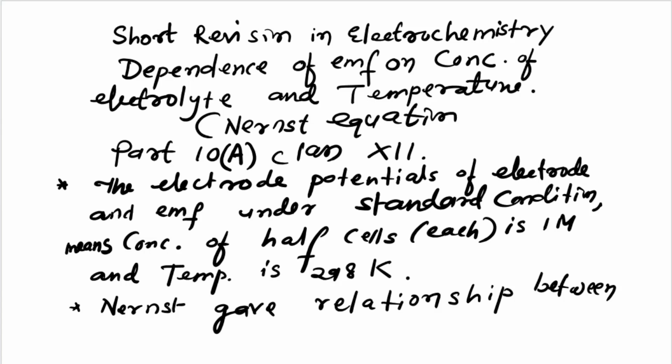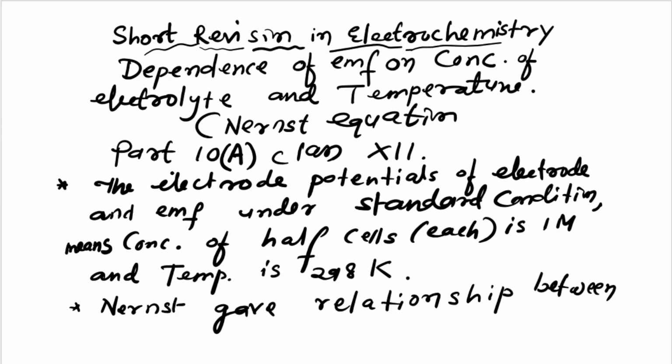Now I am going to explain the chapter electrochemistry, that is, a short revision in electrochemistry. And here the topic is dependence of EMF on concentration, that is, how EMF depends on the concentration of the electrolyte and temperature. That is called the Nernst equation. The Nernst equation means how the EMF depends on the concentration and temperature.